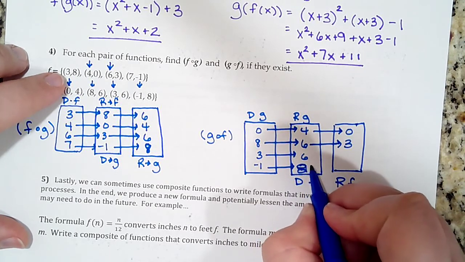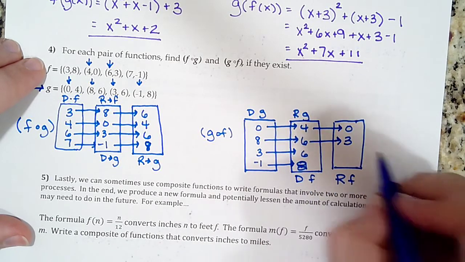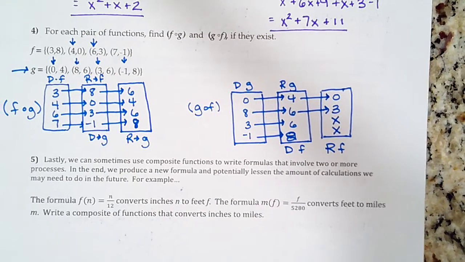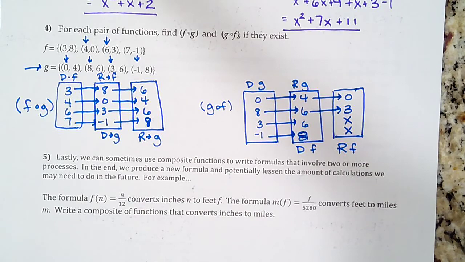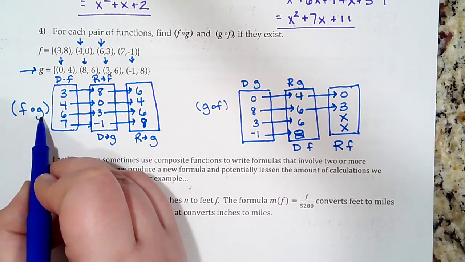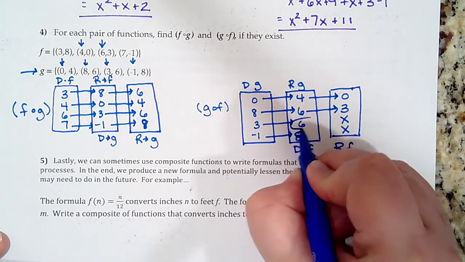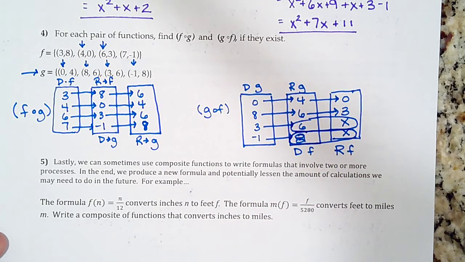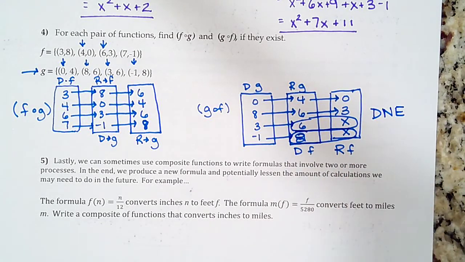Let's double check that last one. Does this 8 have a counterpart in f? No, it does not. So I have lost 2 of my pieces that I need for this to be a true g of f. So while f of g did exist, g of f does not, because each range of g does not pair up with a domain of f. So g of f does not exist. Doesn't work for us. I think that's the hardest part.